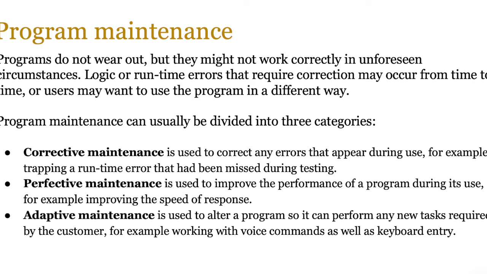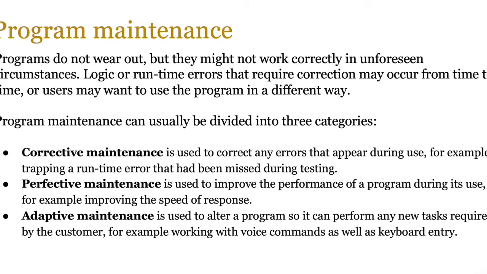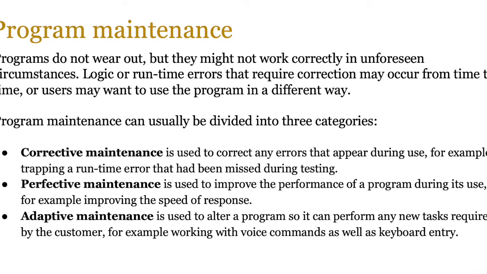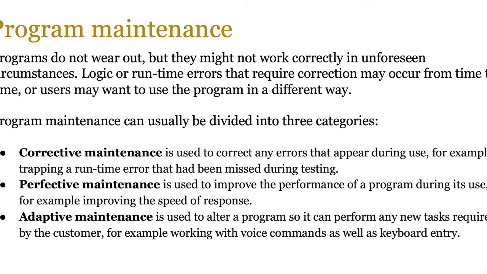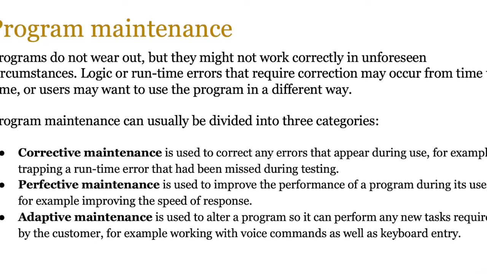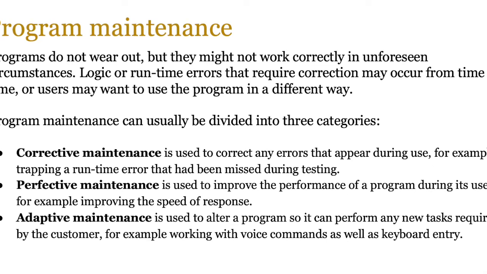So in this case, we end up with three different types. First is corrective maintenance, which is to do with fixing any errors that might have occurred. You trap a runtime error that might have been missed in testing. You know countless examples of software which might have bugs, especially games. And then there's normally a patch or something released to fix it.